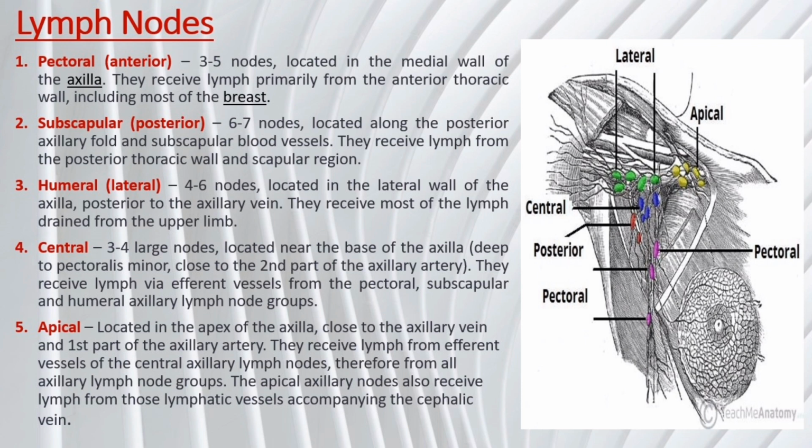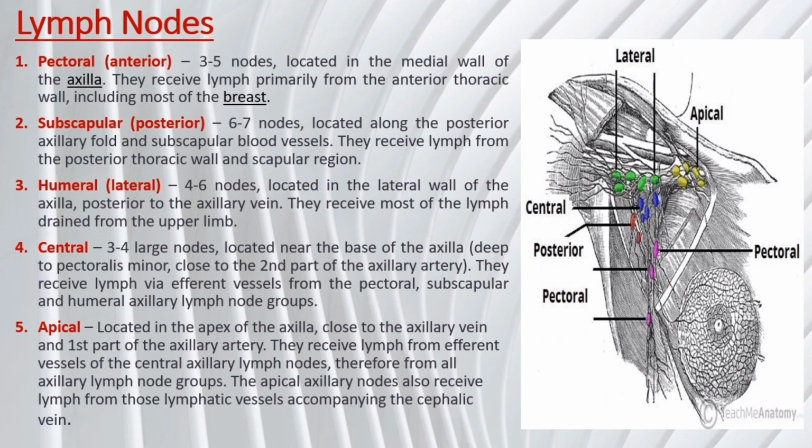Humeral or lateral nodes. 4 to 6 nodes, located in the lateral wall of the axilla, posterior to the axillary vein. They receive most of the lymph drained from the upper limb. Central nodes. 3 to 4 large nodes, located near the base of the axilla, deep to pectoralis minor, close to the second part of the axillary artery. They receive lymph via efferent vessels from the pectoral, subscapular and humeral axillary lymph node groups.